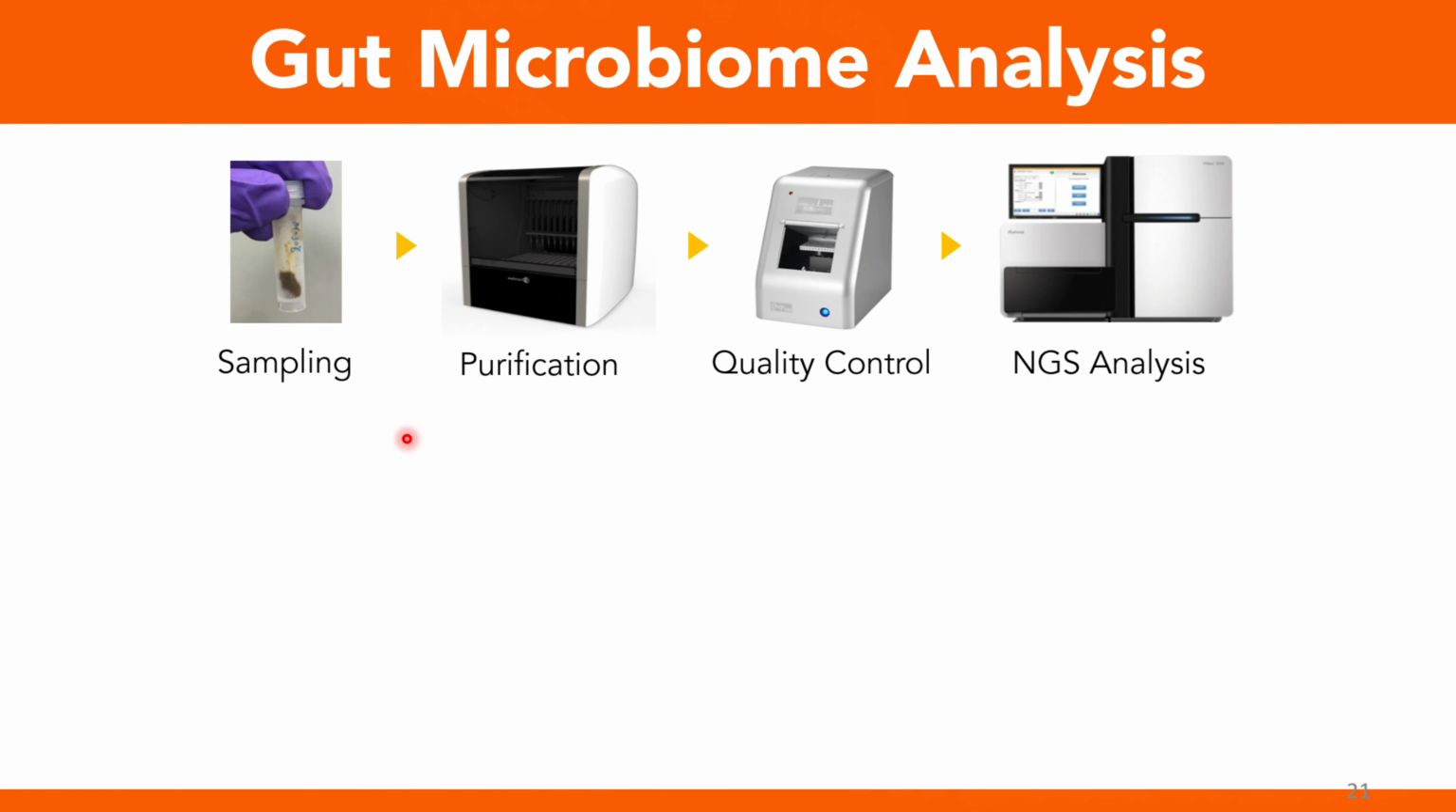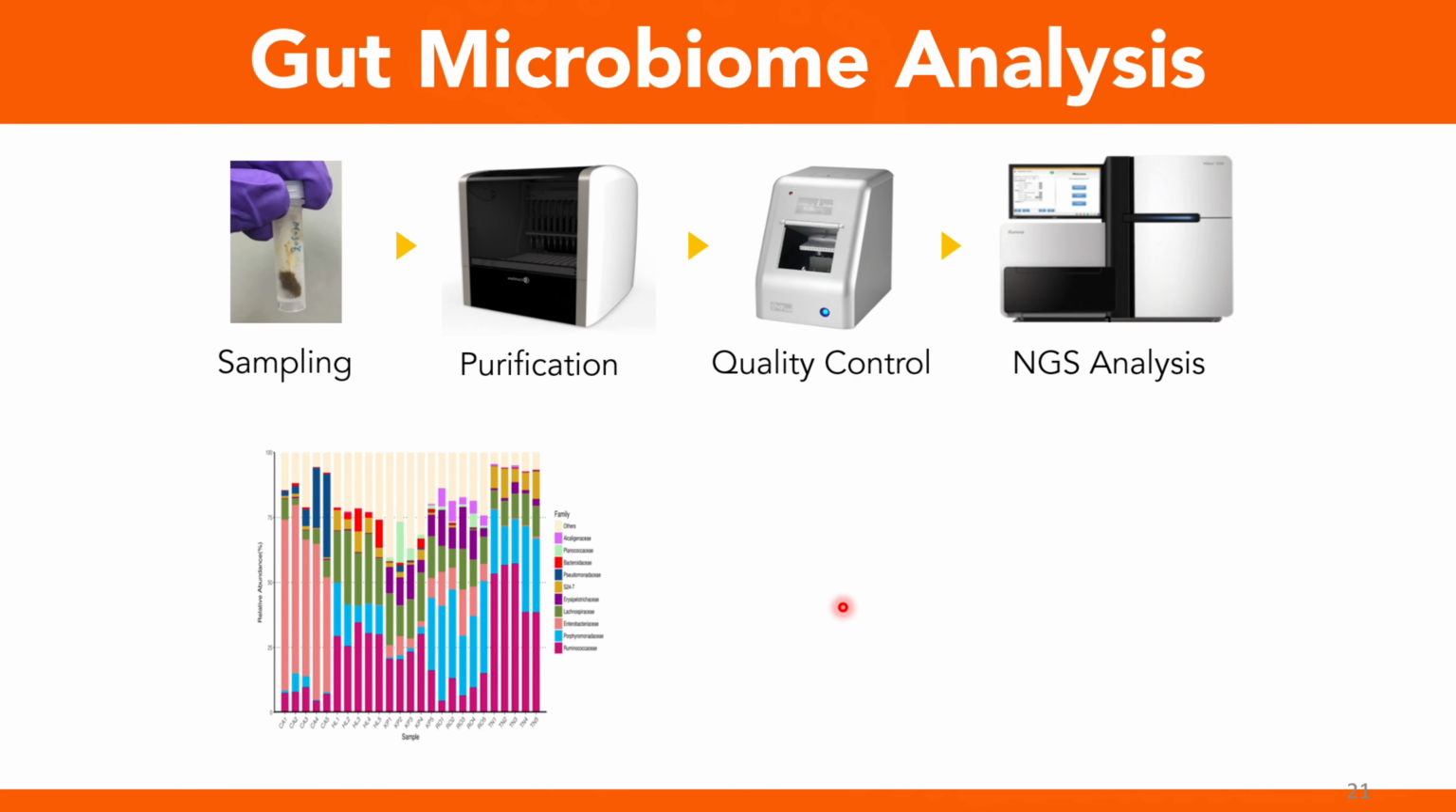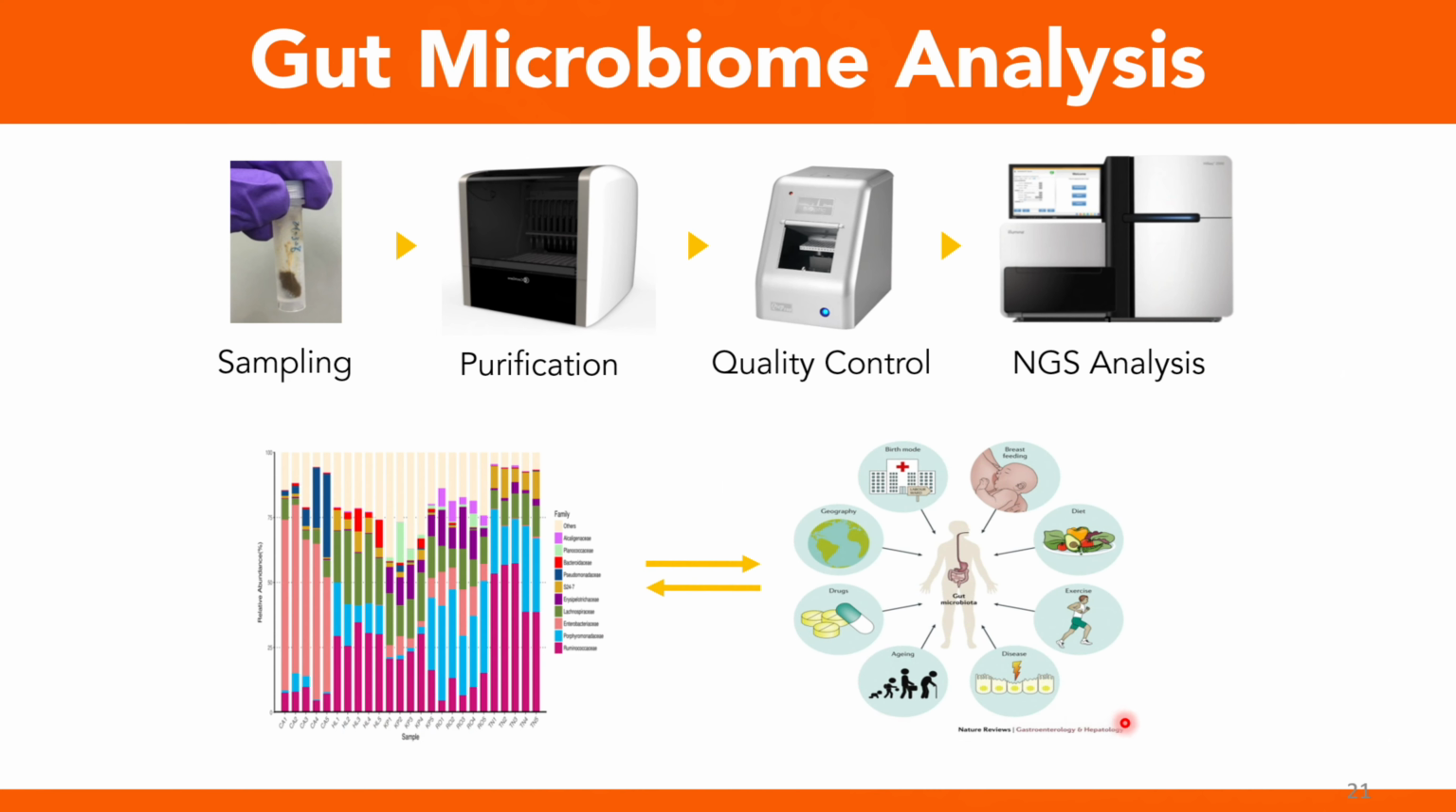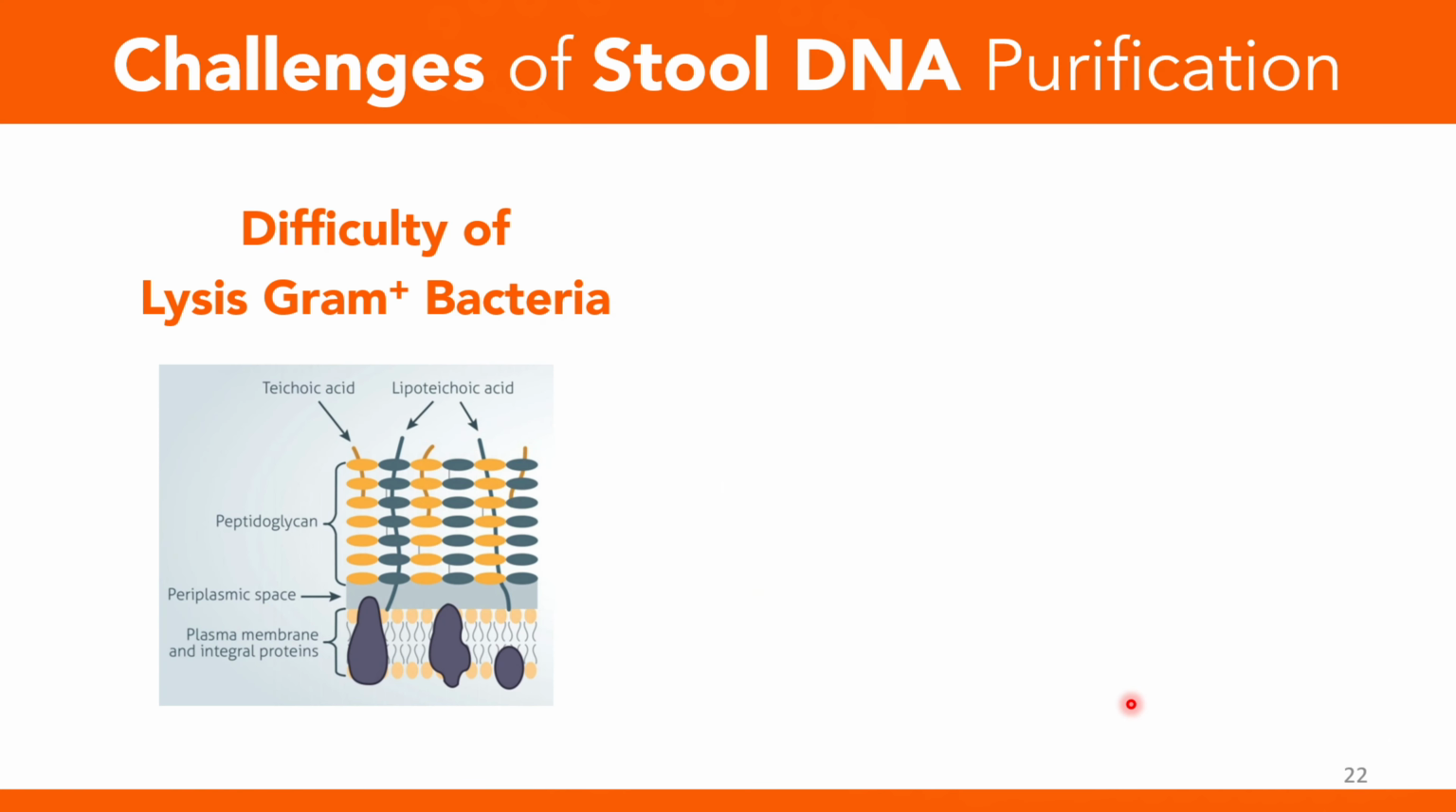And normally there are 4 steps to do the study. First, we need sampling, then purification, then quality control, then NGS analysis. Then we can get the bacterium population information, and we can use it for many different aspects of studies. But if we want to do microbiome analysis, the very first step is to purify the stool DNA, and there are also challenges for stool DNA purification.